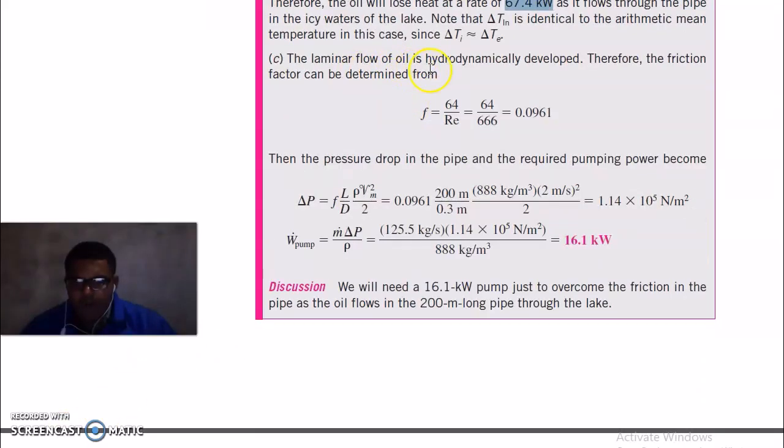The laminar flow of oil is hydrodynamically developed, therefore the friction factor is 64 by Reynolds number. Pressure drop is equal to friction factor times L by D times density times V_m square by 2, which is this one. Pumping power required is equal to mass rate times pressure difference, which is 16.1 kilowatt. So we need a 16.1 kilowatt pump just to overcome the friction in the pipe as the oil flows in the 200 meter long pipe through the lake.